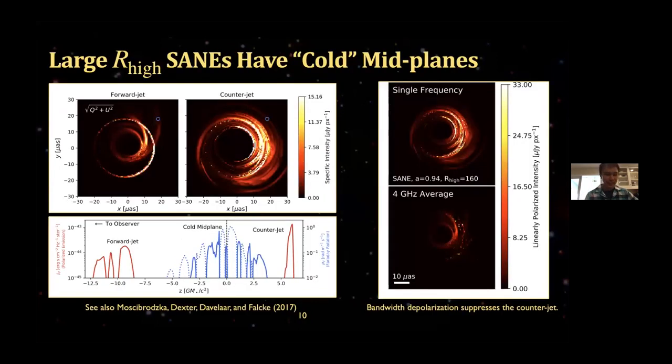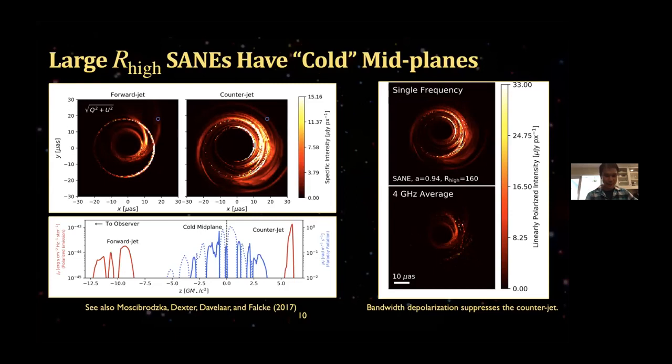More on that. This is one of those interesting models, a large R-high SANE. They tend to have these cold midplanes. This one's a SANE, A equals plus 0.94, R-high of 160. And this one's particularly interesting because the forward jet and counter jet emission looks significantly different. This is due to lensing. The counter jet is behind the black hole and so appears larger on the sky.